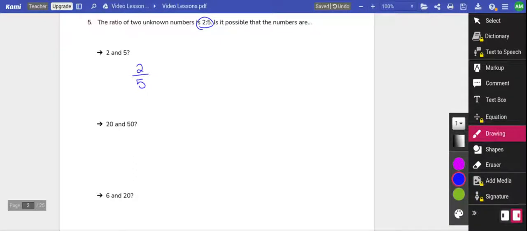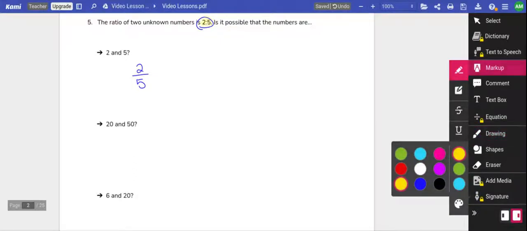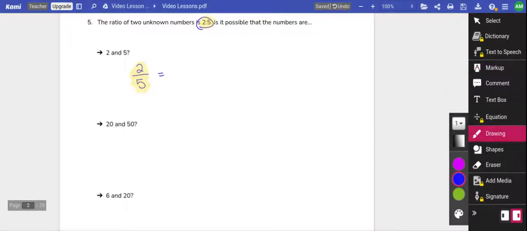So 2 to 5, I'm going to rewrite this as a fraction from up here. And then I'm going to rewrite this as the second fraction. And I'm going to check to see if the product of my means and the product of my extremes are equal. Well, if I were to cross multiply, or again, use my means and extremes, I would get 10 is equal to 10. So yes, 2 and 5 could be those numbers.